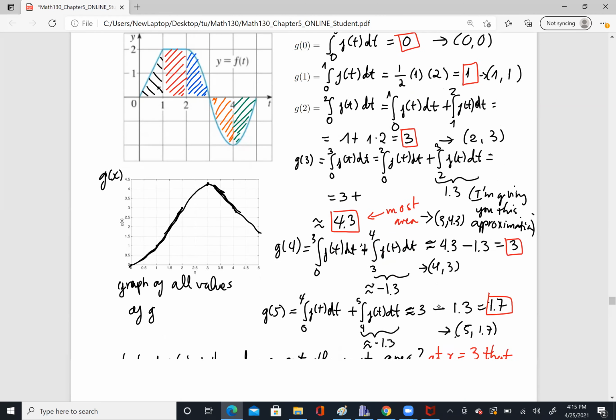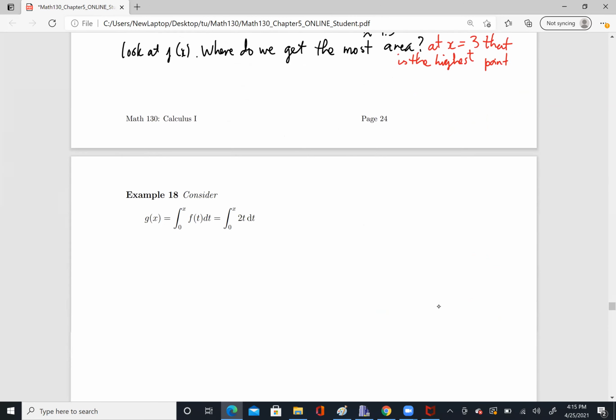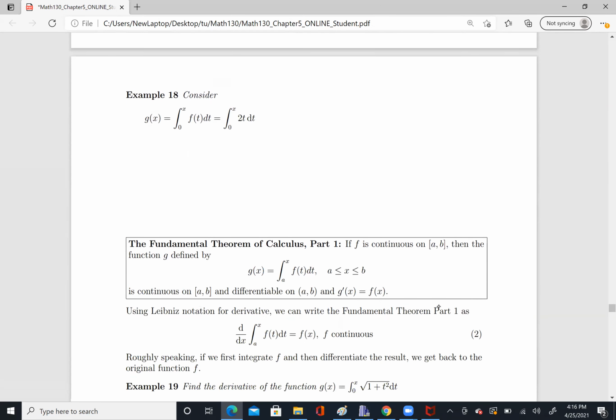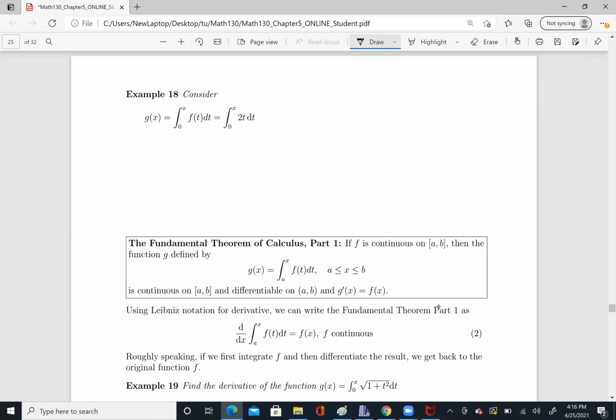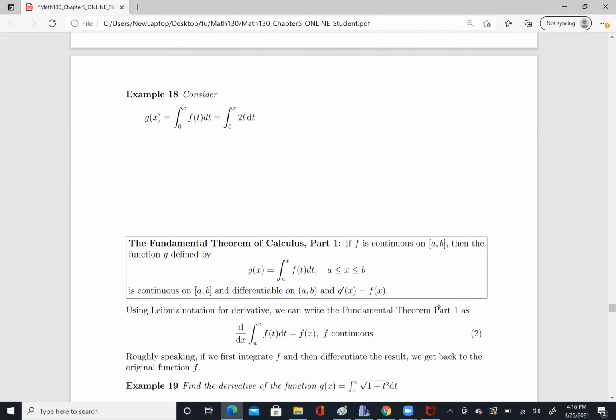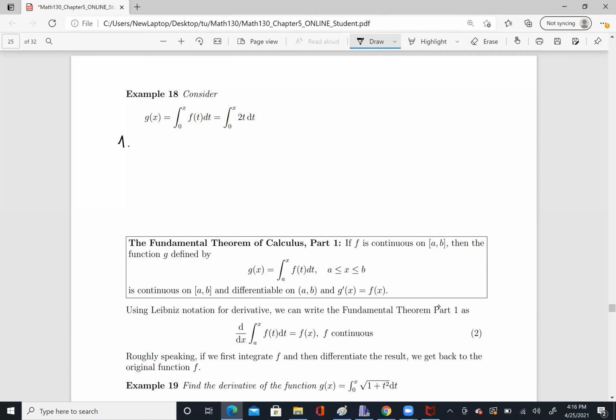Okay, so we're done with this problem, and we're going to move to example number 18. Consider g of x equal to the integral from 0 to x of ft dt, and then we have equal to the integral from 0 to x of 2t dt. So let's say number one, or part A.